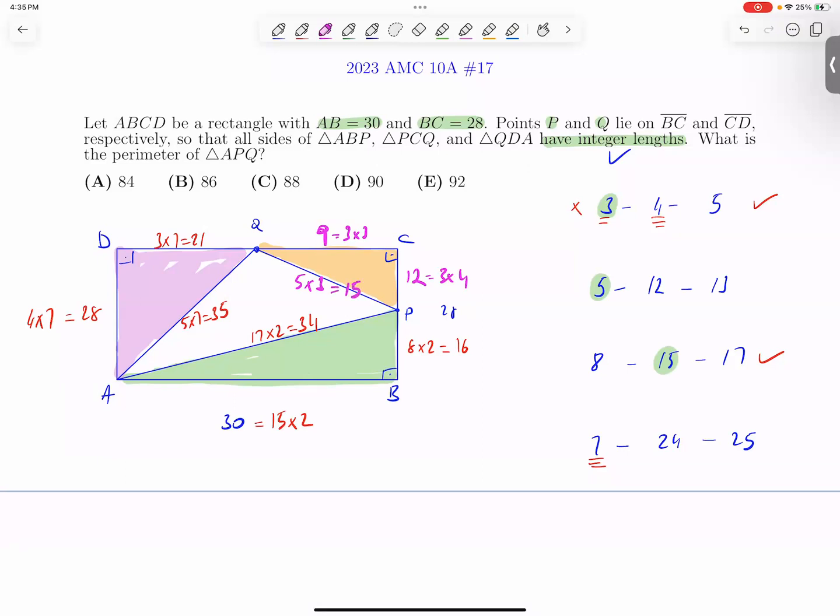So all the triangles have integer side lengths, and this should be our triangle now. The perimeter of APQ equals 35 plus 34 plus 15. That equals 84, which is option A, our answer.